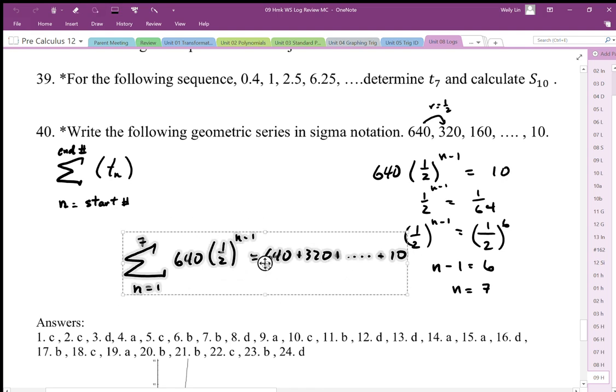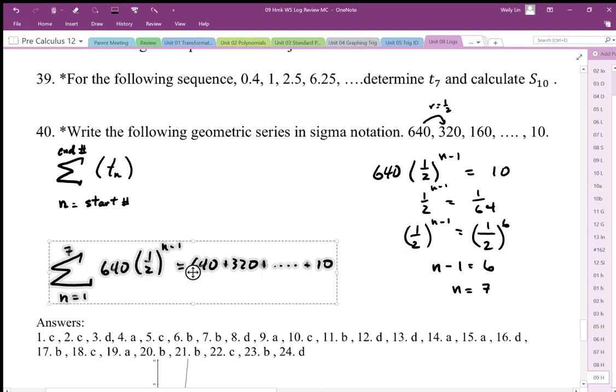Okay, I'm just going to move it over here so you can see it a little bit better, but there it is. Okay, so there's the sigma notation for that particular series.